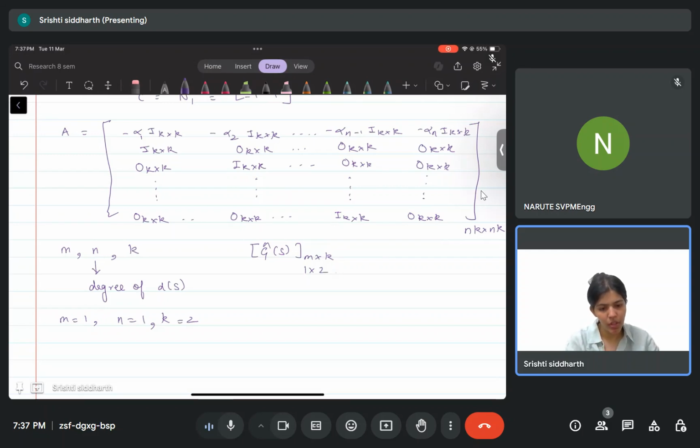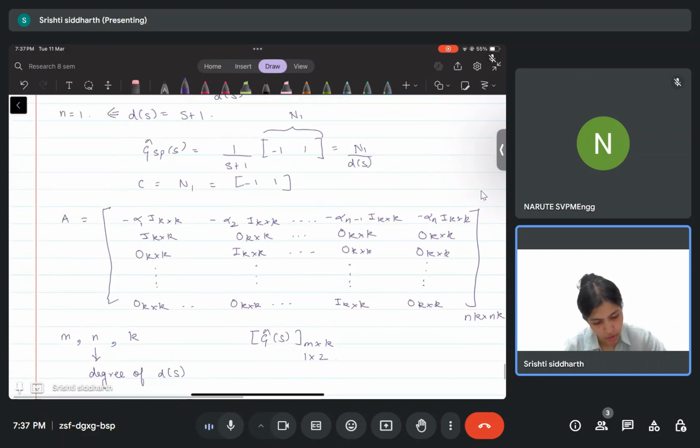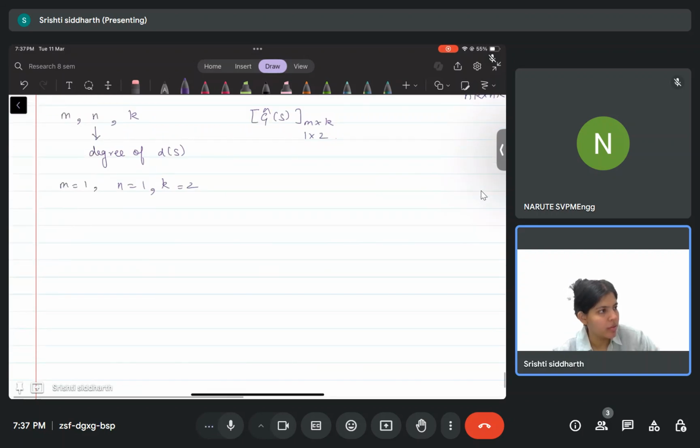Now let me tell you what these coefficients alphas are. The alphas come from the coefficients of this denominator polynomial. In general, the polynomial is s to the power n plus alpha 1 s to the power n minus 1, up to plus alpha n. For our case, we simply have s plus 1, which implies that alpha 1 is 1.